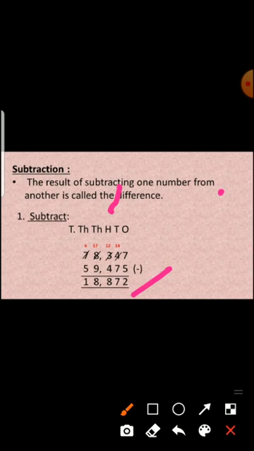So we have to borrow 1 from the hundreds place. If I borrow 1 from the hundreds place, that 4 will become 14. Understand? The 4 will become 14. Okay, so now we can subtract easily. 14 minus 7 is 7. Understand? Next, come to the hundreds column.